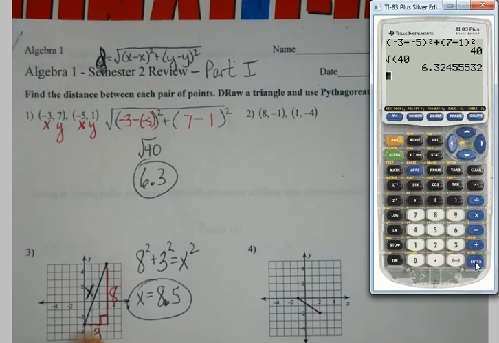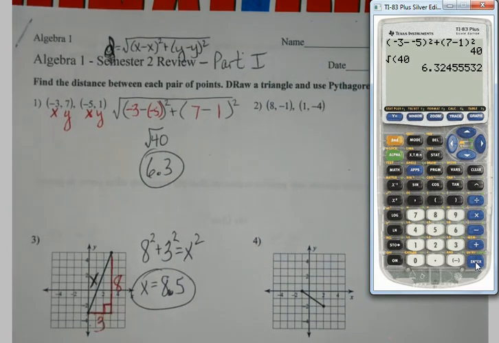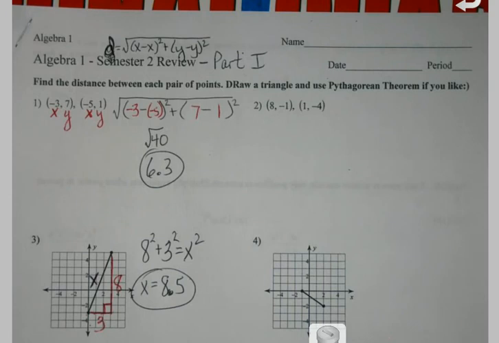But again, I could sketch myself a little picture like I did down here if remembering formulas isn't my strength. Find a way that works for you and work it that way.